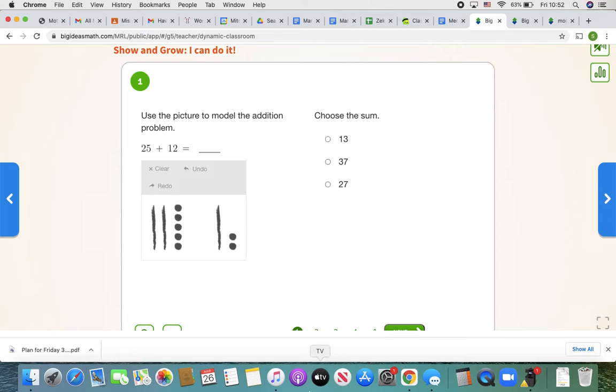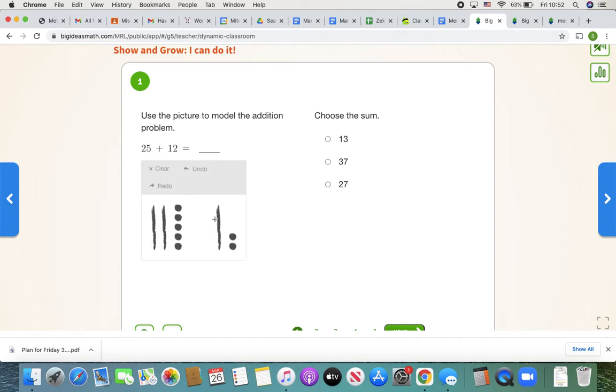Now, this is what I like to do. I like to first add by my tens first. So if we look at this middle, we have how many sets of 10? We have 1, 2, 3. So we have 10, 20, 30. So we know we are going to have 3 in our tens place. And if you look in our answer choices, 13, 37, and 27, we kind of already get a sense that the answer is going to be 37, because we have 3 in our tens place.